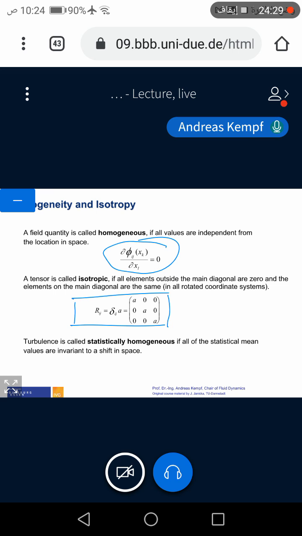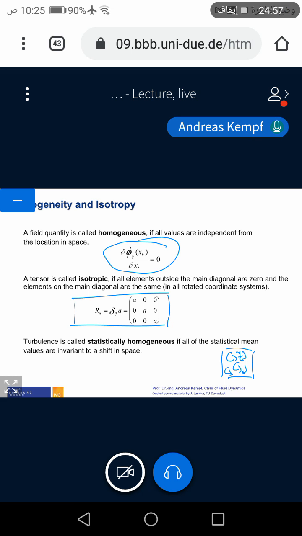Turbulence itself is called statistically homogeneous if all the statistical mean values are invariant to a shift in space, or actually time, in space. What does this mean? We later on will look at turbulent velocity fields. Just imagine a box filled with turbulence. We have velocities and eddies everywhere. This means we have vortices moving around.